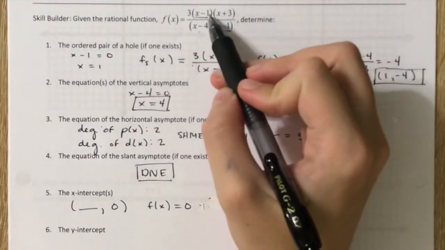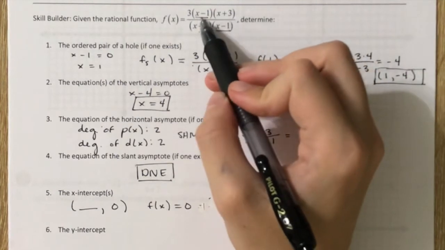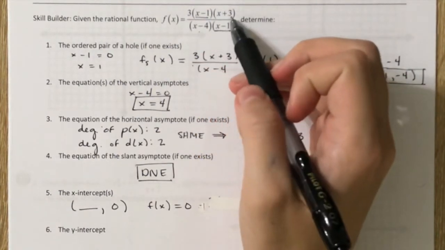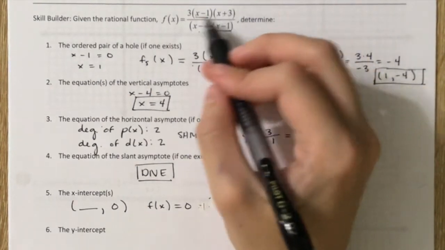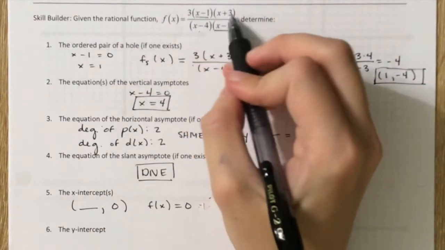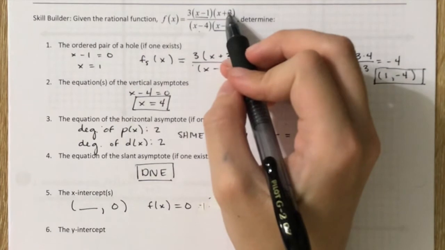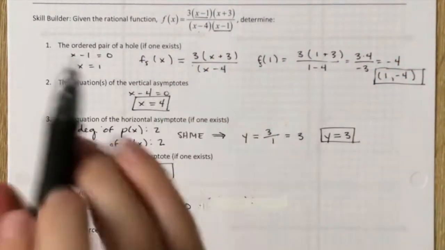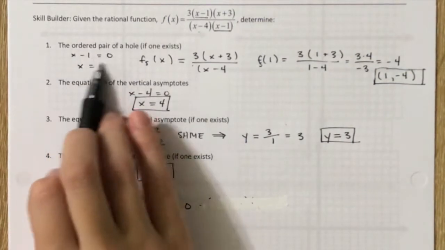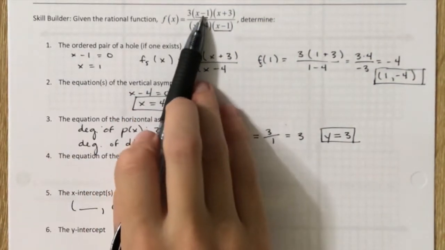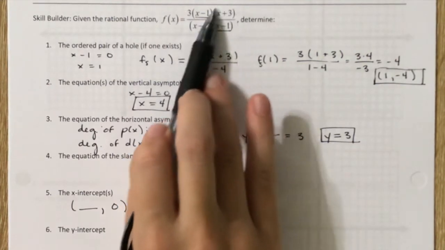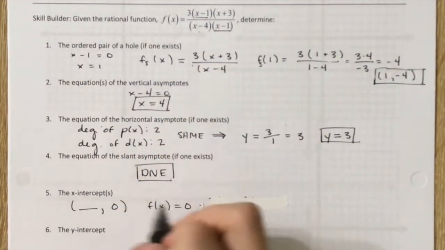So we can figure out where the top is 0 by looking at the factors, finding the roots. The two roots we have are positive 1 and negative 3. What do we know about positive 1 so far? Well, remember we had a hole at x equals positive 1. So since we have a hole there, that definitely can't also be an x-intercept. So our only x-intercept here is negative 3.